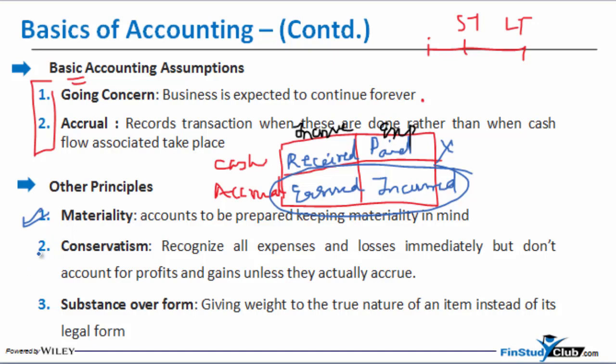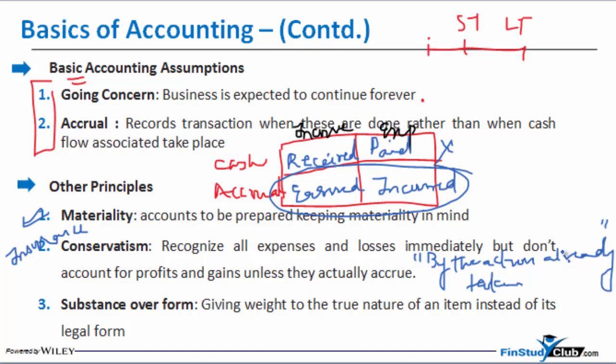The second principle, very important. In fact, the entire insurance industry is based on that. That principle is called conservatism. Basically means by the action already taken. I want you to write this word: by the action already taken. I'm not going to explain this to you right now. I'm going to explain this while we're doing long-term contracts as part of the income statement. But I just wanted you to write it down.